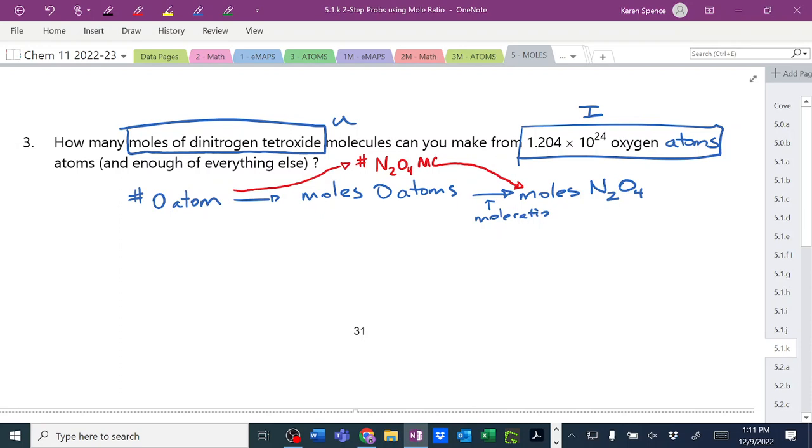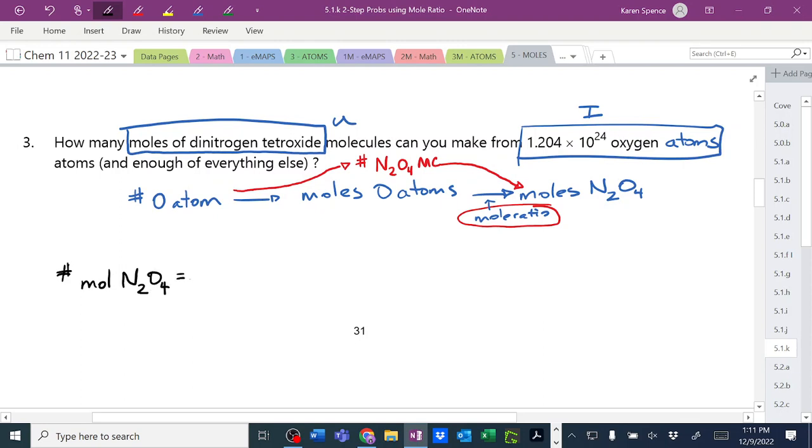But we're going to follow the blue path today because we have just learned about the mole ratio and we are going to want to use our mole ratio. So let us start with, we want to find the moles of dinitrogen tetroxide, N2O4. And we're starting with 1.204 times 10 to the 24 O atoms.